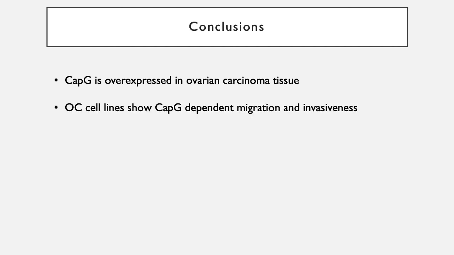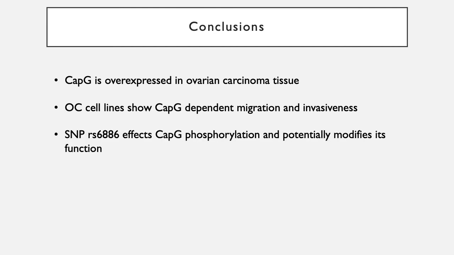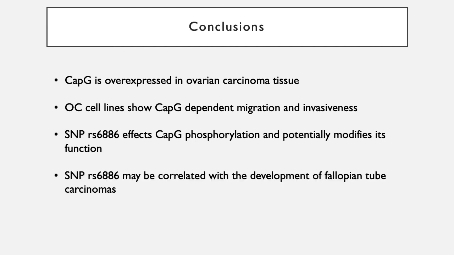Now to summarize these results. So first, the authors concluded that CapG is overexpressed in ovarian carcinoma tissue. Also, that these ovarian carcinoma cell lines show CapG-dependent migration and invasiveness. They also discovered that the SNP RS6886 affects CapG phosphorylation and potentially modifies its function. And finally, that this SNP may be correlated with the development of fallopian tube cancer.